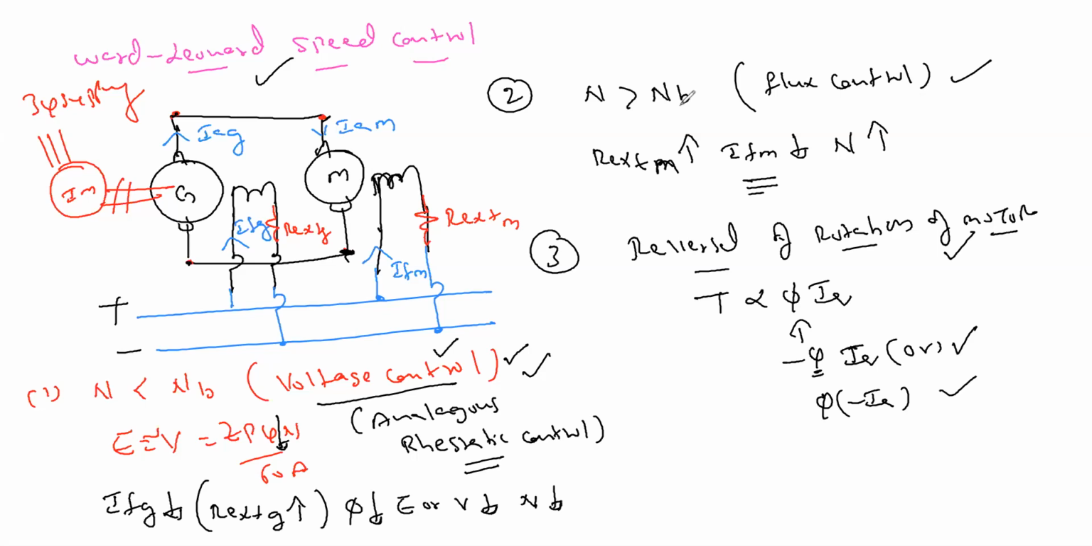Okay, that's about the Ward Leonard layout system. In this, all possibilities are there, right? Speed less than base speed, more than base speed. There are two terminologies here now: something called constant torque and constant power drives. What do you mean by that?